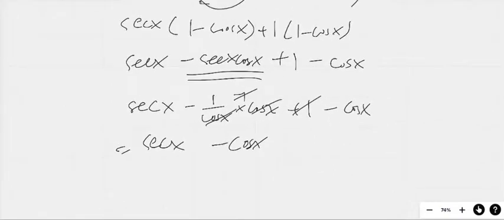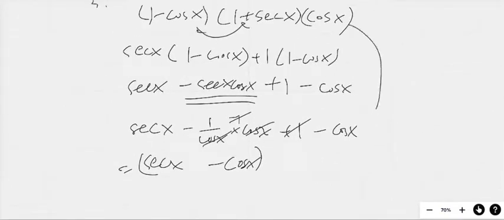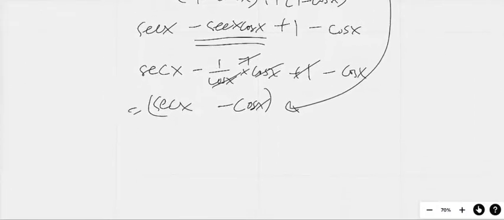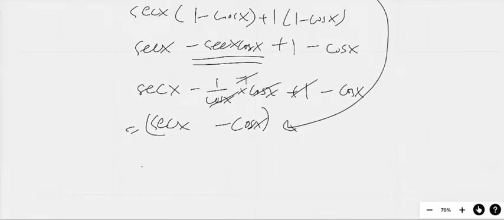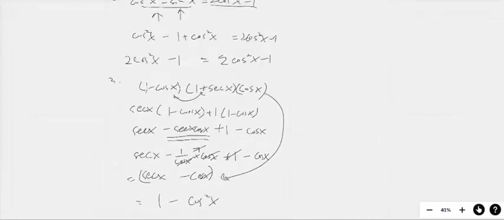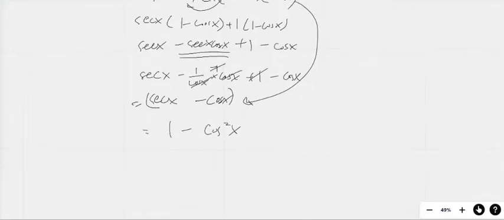And secant x minus cosine x, now we have to combine it with cosine x. So secant x times cosine x, with the same rule, is just 1. Cosine x times itself is just cosine square x. And 1 minus cosine square x is sine square x. Here we go.